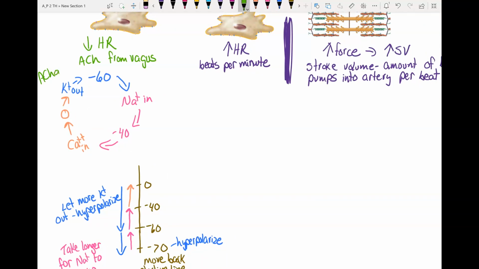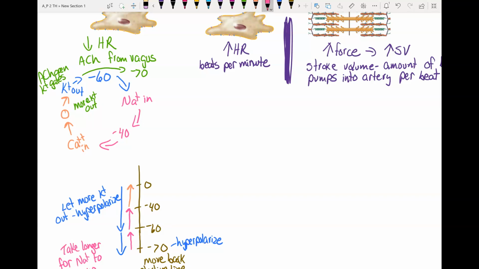Acetylcholine opens potassium gates. And when that happens, you have more potassium out. And so instead of going to negative 60, you hyperpolarize. Now, it's not always necessarily exactly negative 70. I'm just using that number as an example to give you the idea that you hyperpolarize. You make it more negative.